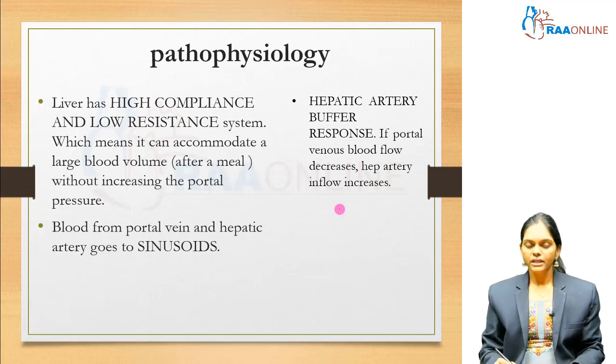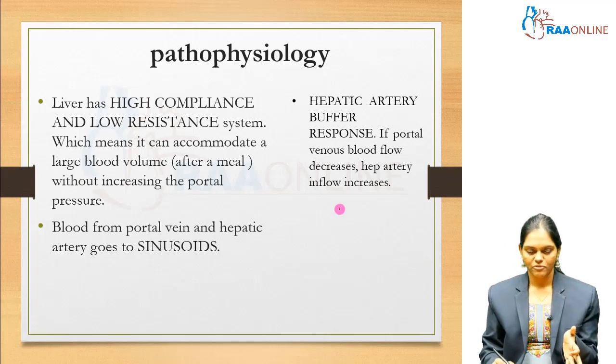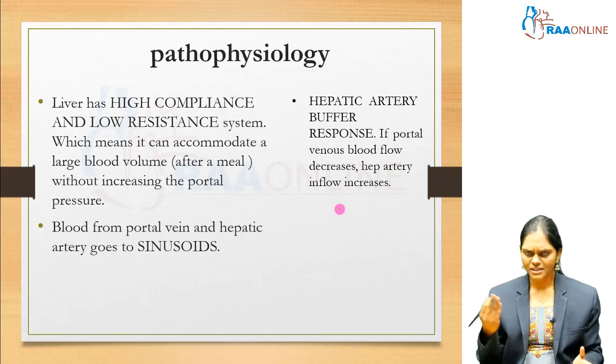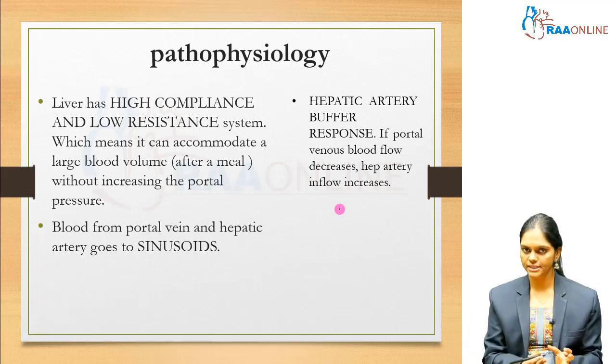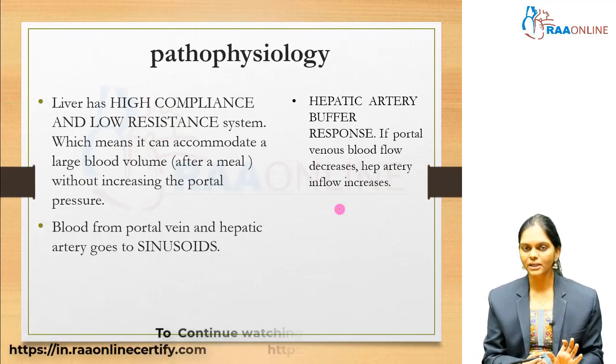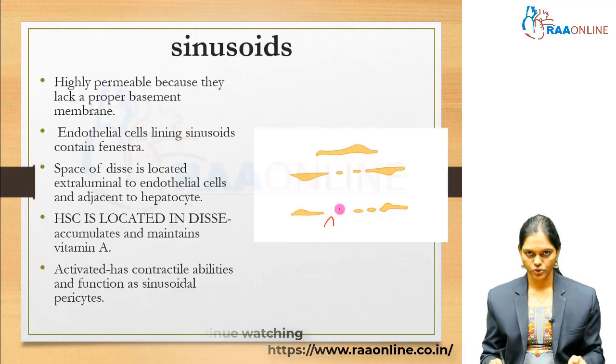So, there is a portal venous blood flow. When there is a decrease in the portal venous blood flow, let's say because of portal vein obstruction or many other causes, suppose if portal vein blood flow is reduced, the liver will accommodate that by increasing the hepatic artery inflow. So, that is how it is. If hepatic artery inflow decreases, again the portal vein blood flow will increase. This is called the hepatic artery buffer response. And now, all this blood from the portal veins and the hepatic artery is going to go into the sinusoids.